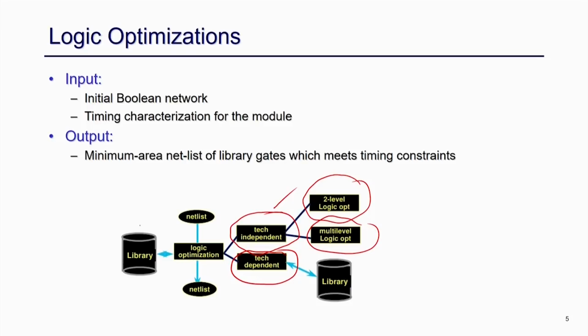If you think about these logic optimization steps, what is our input? We have a Boolean network, that means the circuit in terms of Boolean gates, and we have some timing characterization of these modules, so for each module, the delay and all that information. Then we try to minimize the area of the overall circuit, the Boolean network, while meeting the timing constraint. That is the overall objective here. We will talk about two level and multi-level logic optimization in this context.